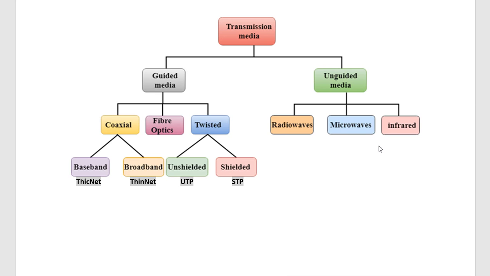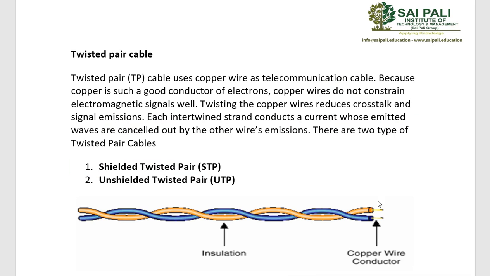Then in twisted pair also, we have two types, that is unshielded or shielded. Unshielded is also called UTP, that means unshielded twisted pair, and shielded is also called STP, that is shielded twisted pair. So these are the transmission media types we have, and the first one is twisted pair cable.